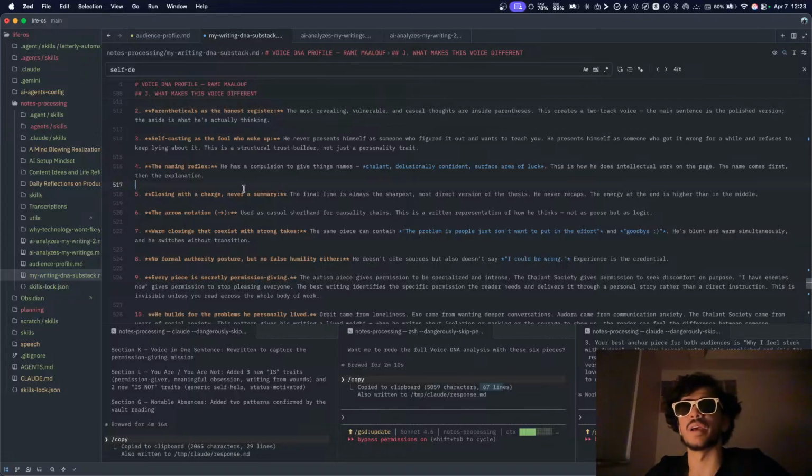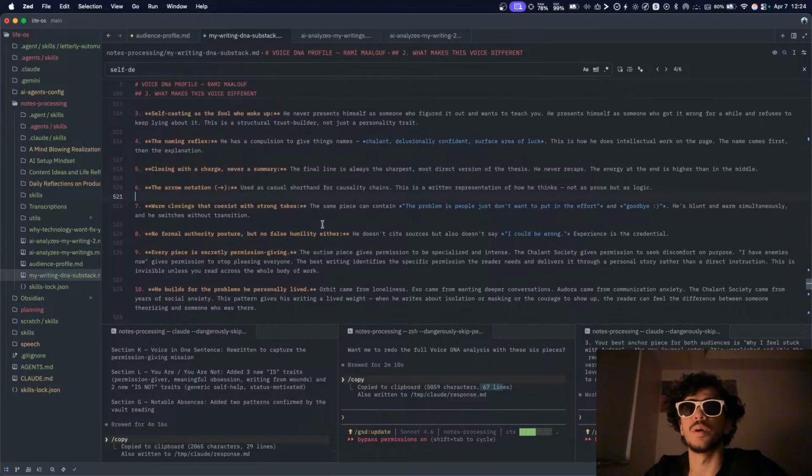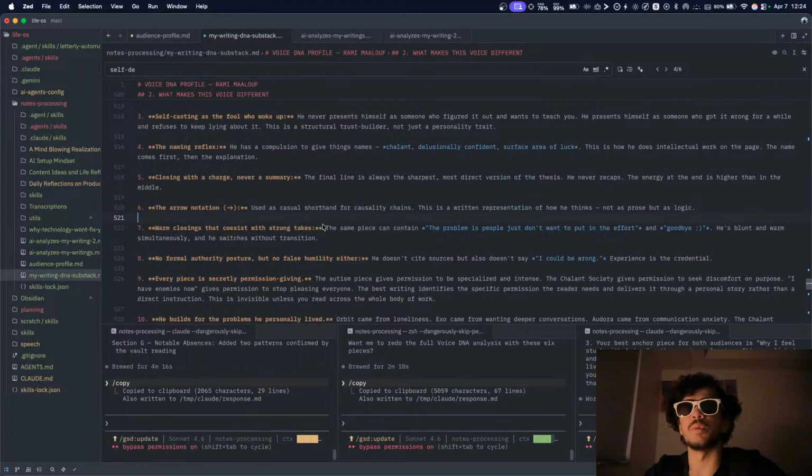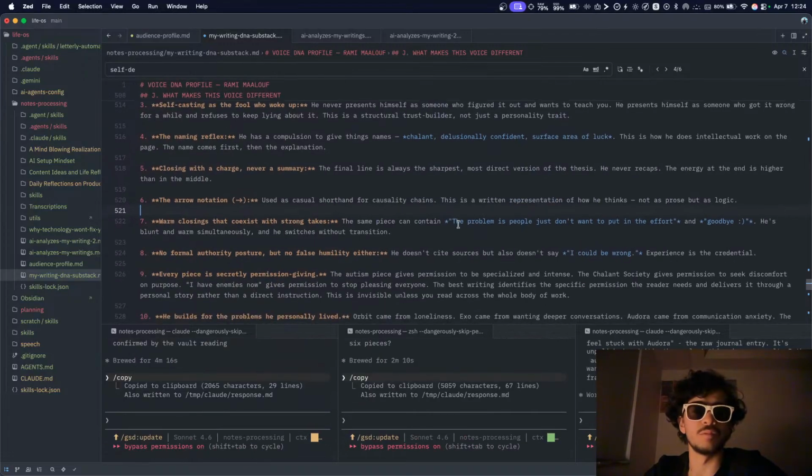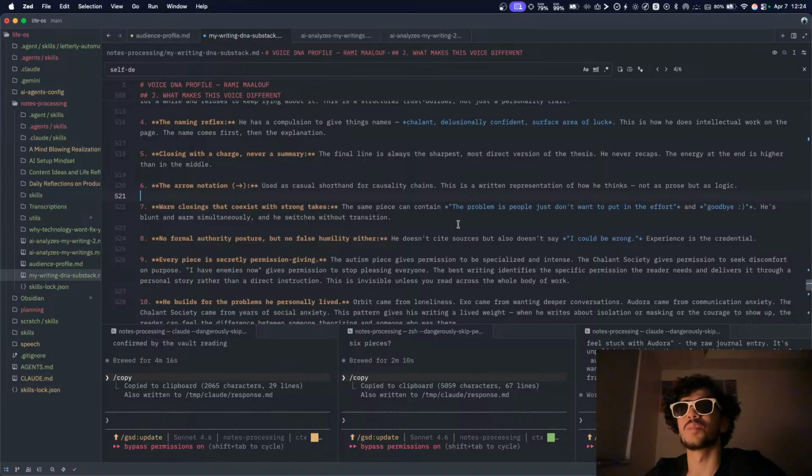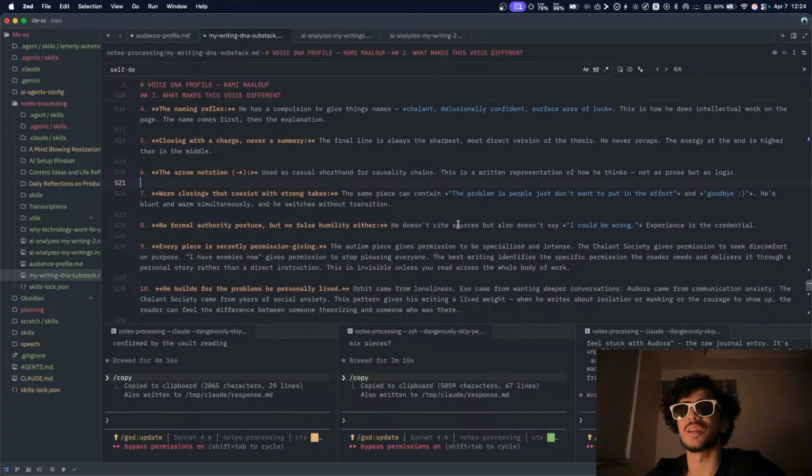The naming reflex. Yes. Closing with a charge, never a summary. Also, I think this might be too small for people. At least it is for me. Warm closing because this was strong. Yeah, every piece is secretly permission giving.